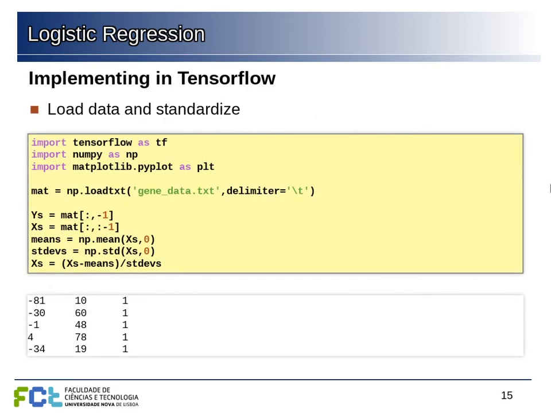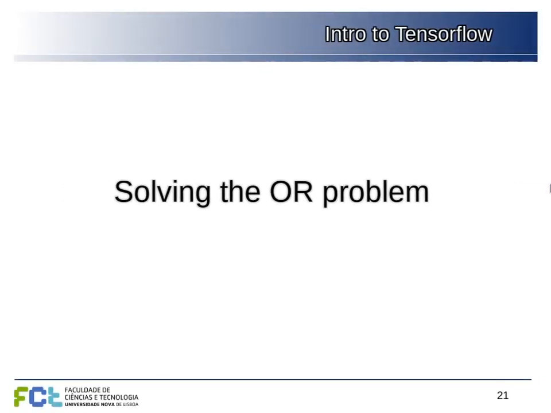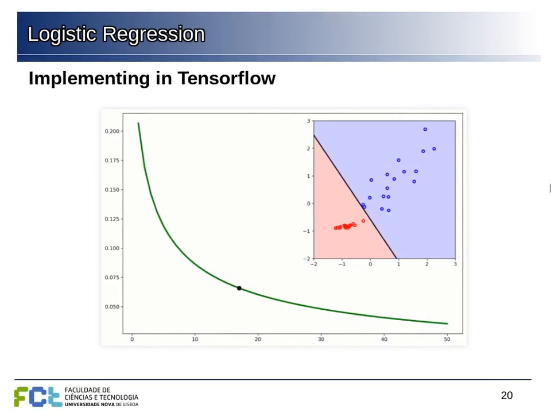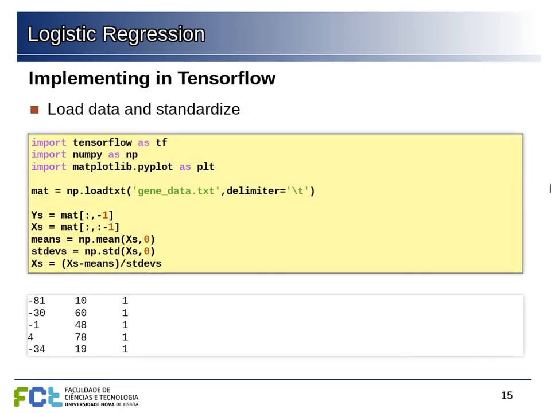So let's see the starting point here. We're going to load this gene data. I think it's this one here, this kind of data. We're going to separate the class labels, which are in the last column of our matrix. The two features, which are the coordinates here, are the first two columns. And so we are then going to standardize the features. The class label we don't standardize, it's 0 or 1.